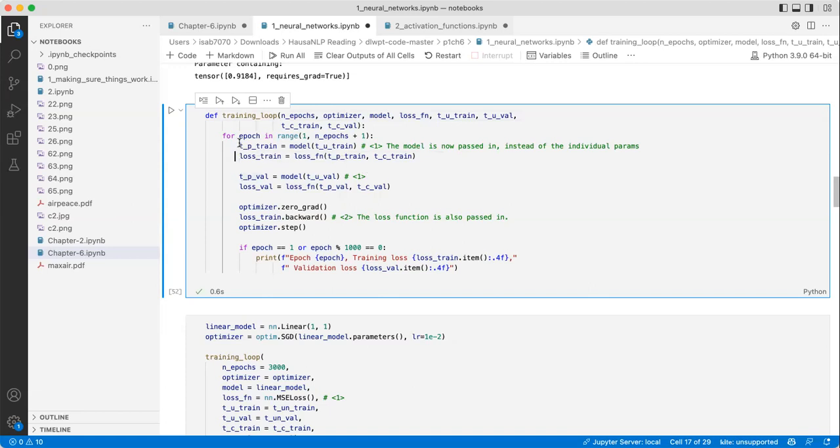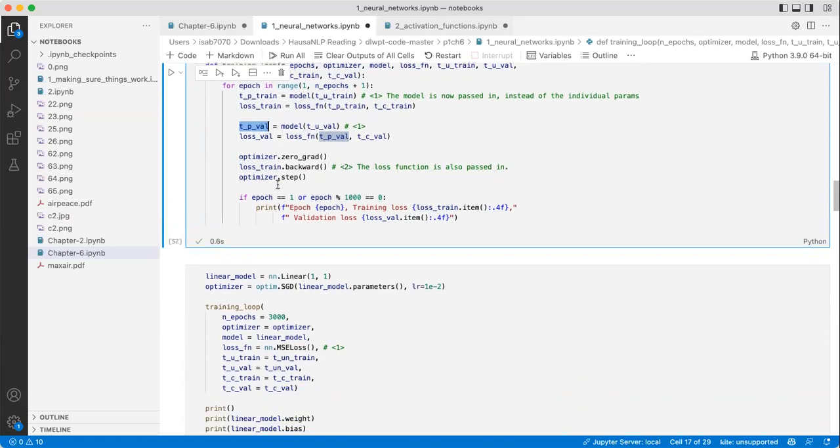So this is the same as that. This is for training, and then here we have the validation. We just pass our model the validation data, and then we calculate the validation loss. And then in PyTorch, anytime we have to zero our gradient, otherwise it will just continue.